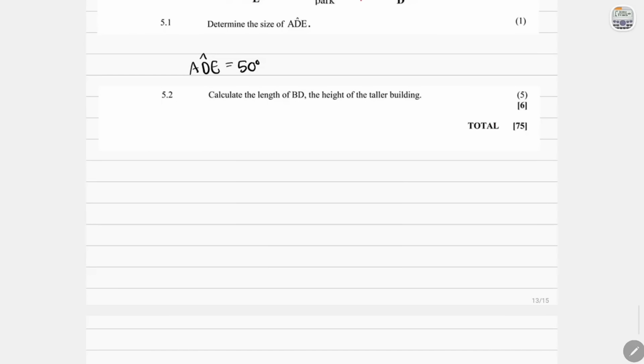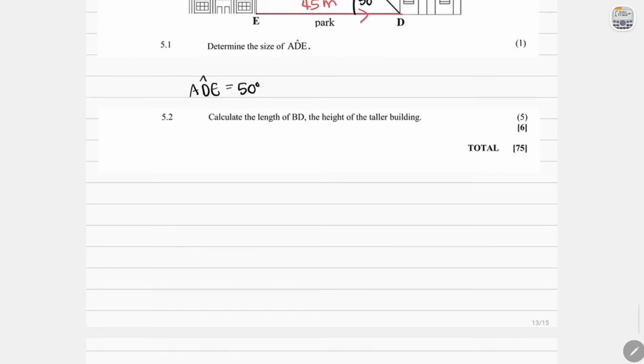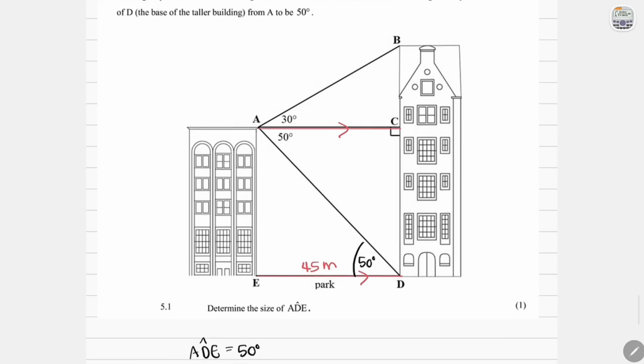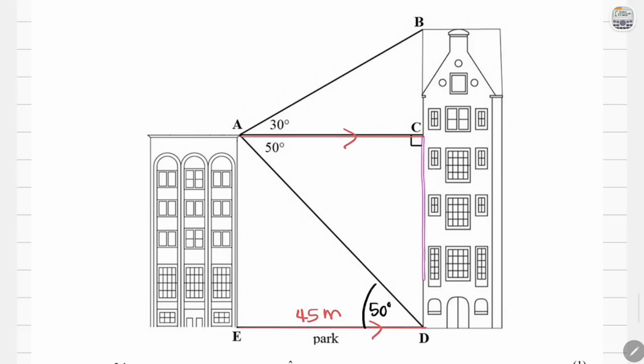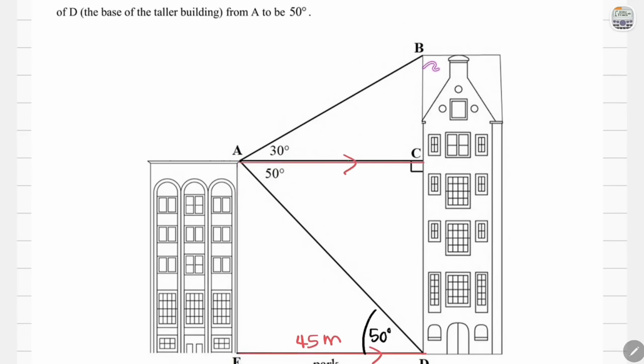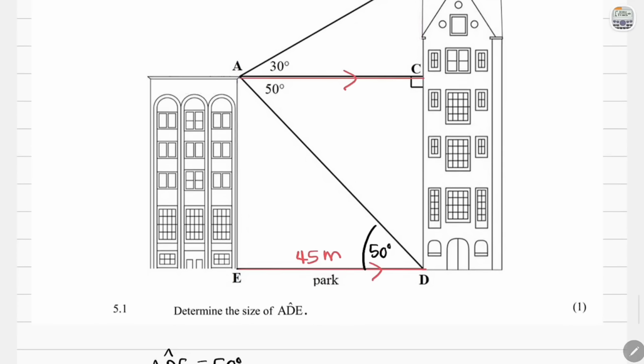Question 5.2 says, calculate the length of BD, the height of the taller building. Okay, so that's this entire height. And already we can see it's made up of two heights. So the height of CD, which is also AE, seeing that this is a horizontal line and these are parallel. And we also have to find the height of BC. Okay, so let's look at the triangles that we can use here. Because in this triangle, we have an angle and we have a side. We're going to use this triangle over here.